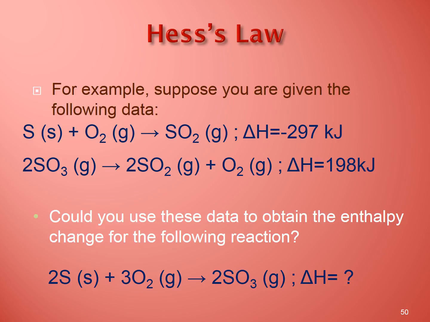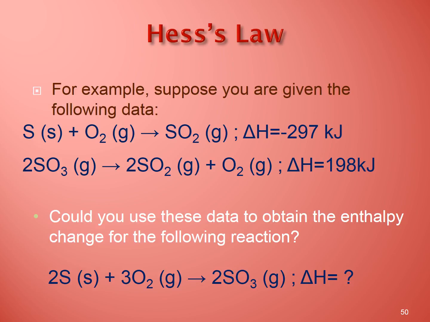So for example, the 2S in the reaction that we're trying to achieve is on the left-hand side. Well, if you look at the two reactions I have up on top, the only place S shows up is in the first reaction. It's also on the left-hand side, but there's only one of them. So if I could take that reaction and multiply everything by 2, I'll have 2S on the left-hand side. Then everything else will have to follow, so I'll have 2S plus 2O2 gives me 2SO2. Now, what happens to the delta H if I double everything? Well, the delta H also doubles.